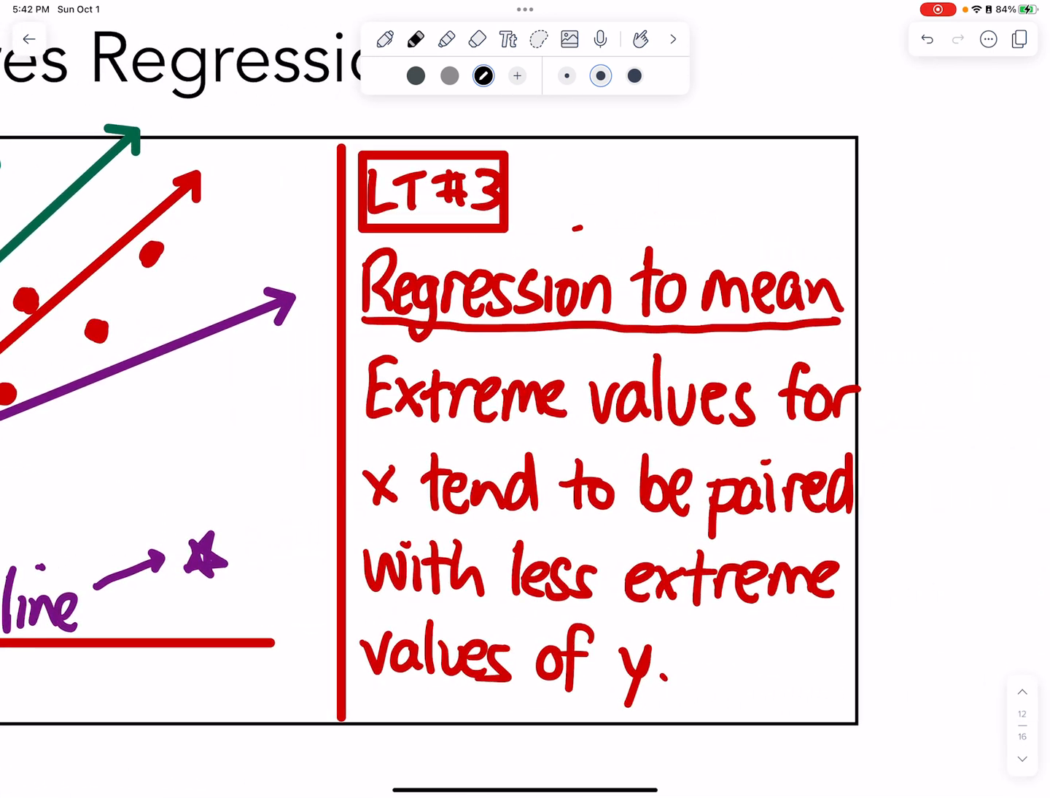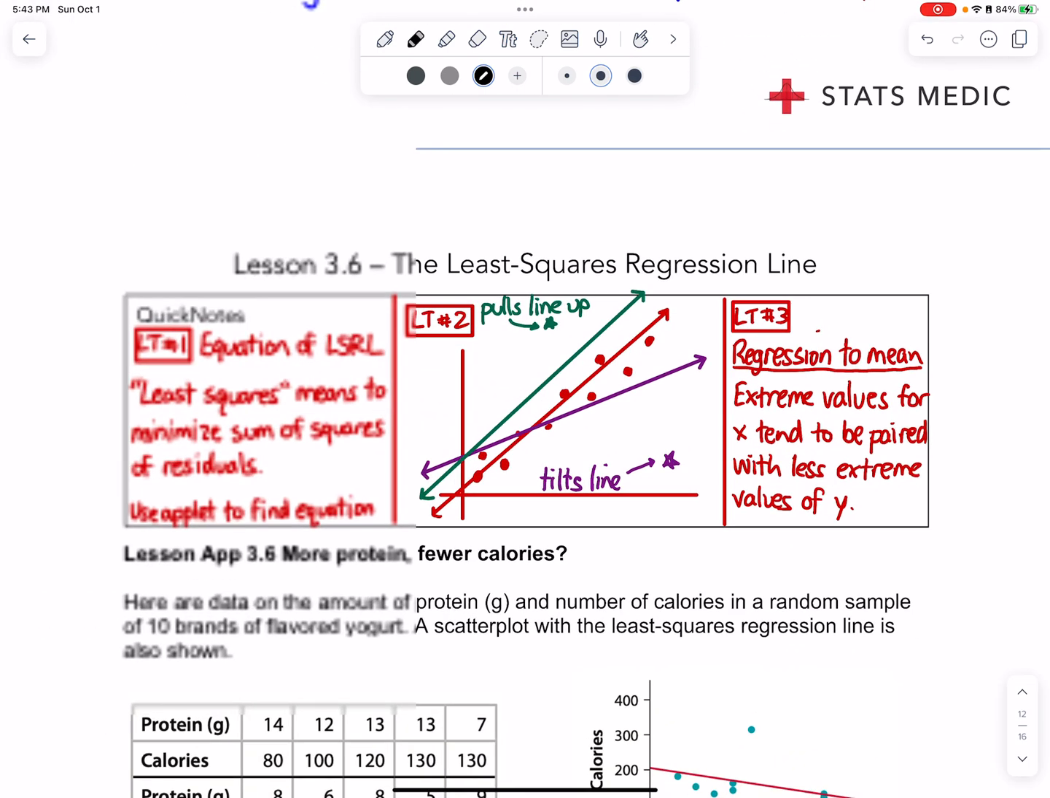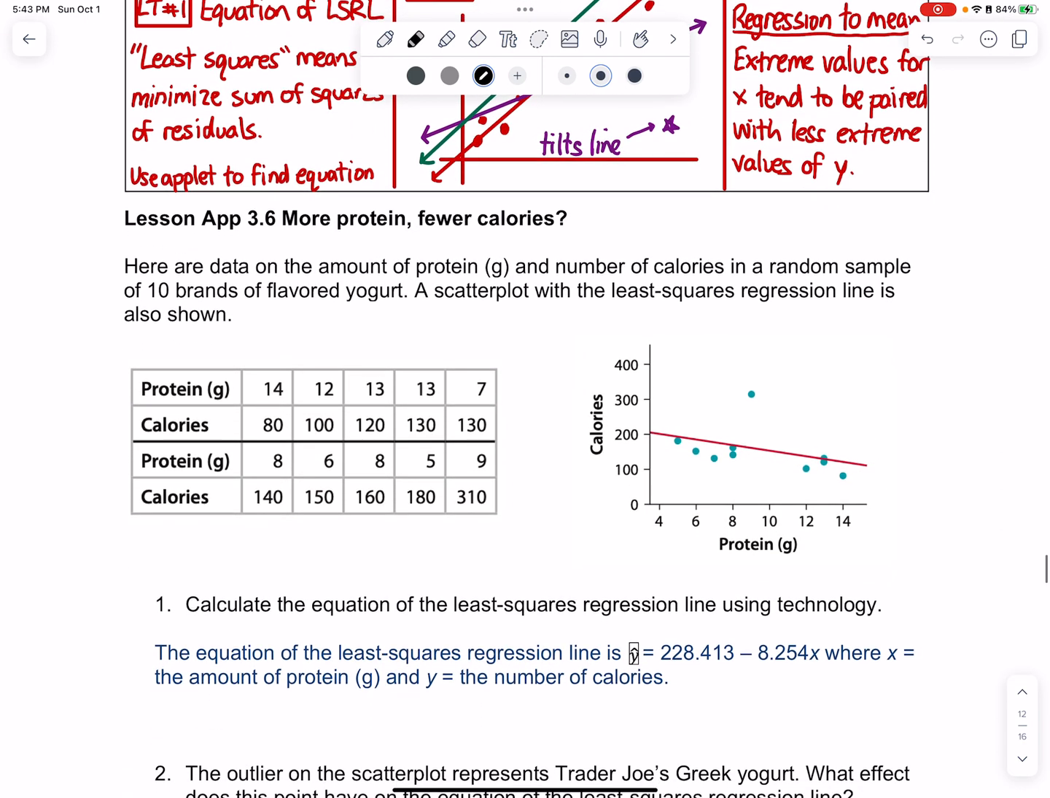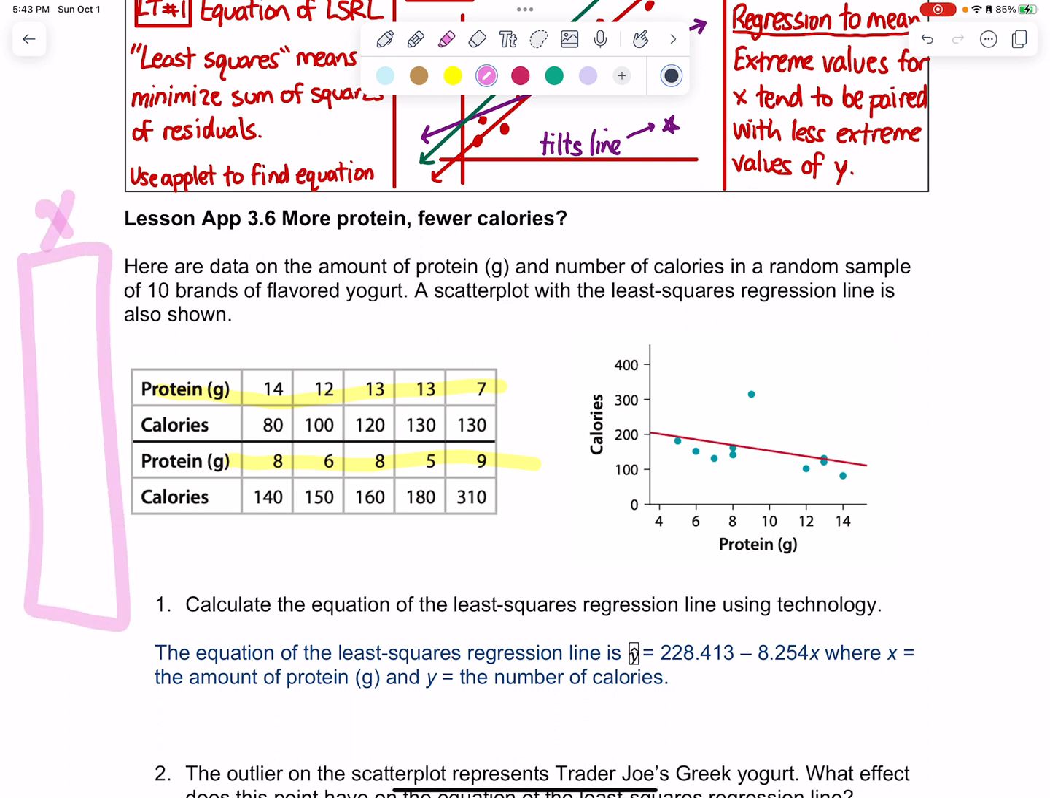Regression to the mean: extreme values for x tend to be paired with less extreme values for y. Okay, for our lesson application today, calculate this least squares regression line. So here's your data. One thing I want you to notice is that this data all goes together, like on your spreadsheet, and then this data all goes together. So don't make each one of them separate.